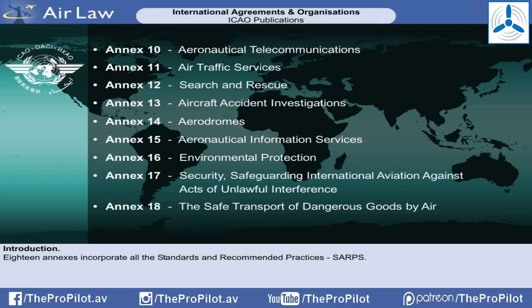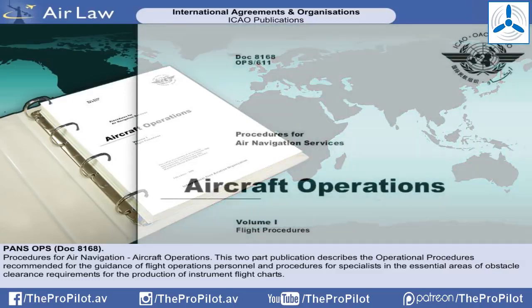In addition to these annexes, there are some other ICAO policy documents you must be aware of. Firstly, PANS OPS, Document 8168, the Procedures for Air Navigation and Aircraft Operations, is a two-part publication. Volume 1 describes the operational procedures for air navigation, or PANS, that are recommended for the guidance of flight operations personnel. Volume 2 describes the procedures for the guidance of specialist personnel designing instrument flight charts in geographic areas requiring essential obstacle clearance.